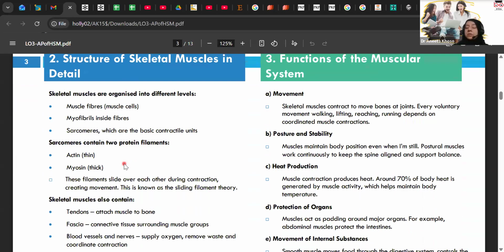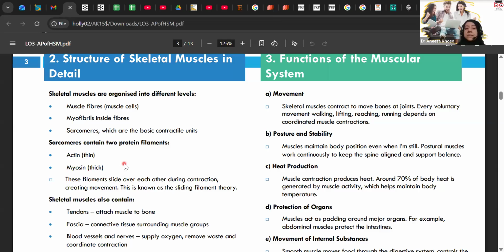Coming to the structure of the skeletal muscles, we'll talk about it in detail. The skeletal muscles are organized into different levels. There are muscle fibers, which are known as muscle cells. There are myofibrils inside those fibers, and there are sarcomeres, which are the basic contractile unit.